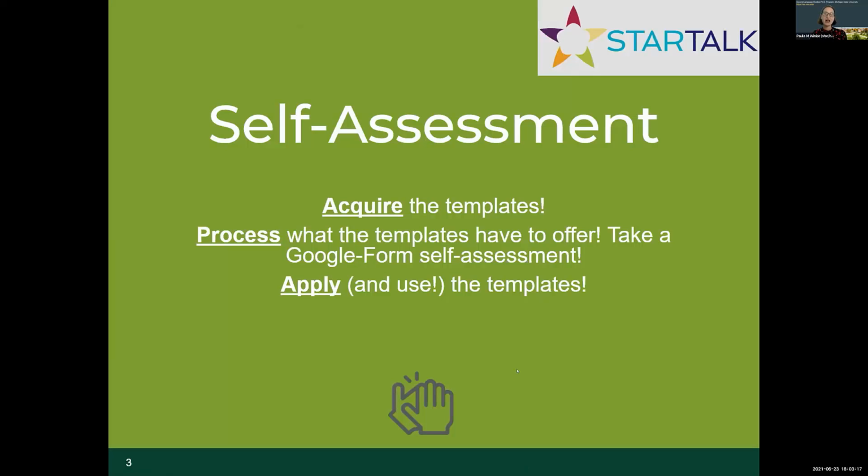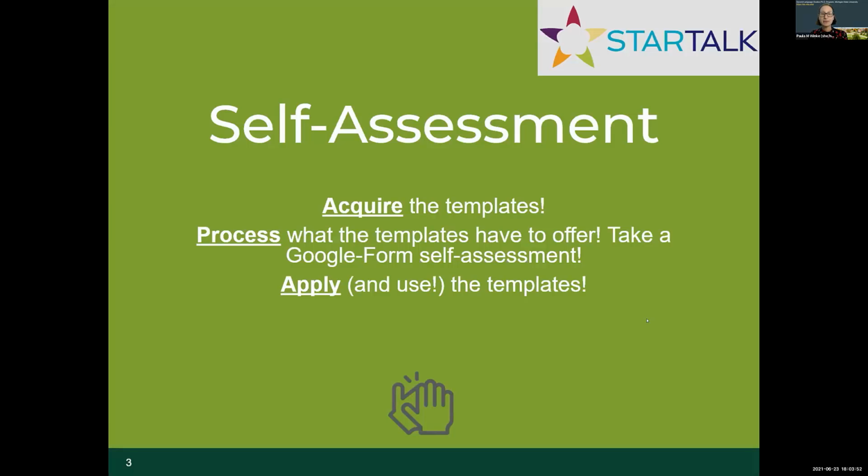Awesome. Great. So what we're going to do is follow the StarTalk 3-step process in looking at self-assessments. We're going to acquire the templates and take a look at them, and that will be processing what the templates have to offer. I will also have you take a Google Form self-assessment based on one of your 10 statements that one of you prepared for our class. Then what we're going to ask you to do this week is to apply and use the templates as part of the StarTalk CLAP program.